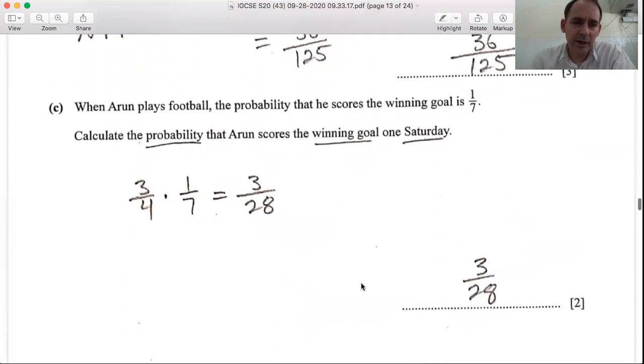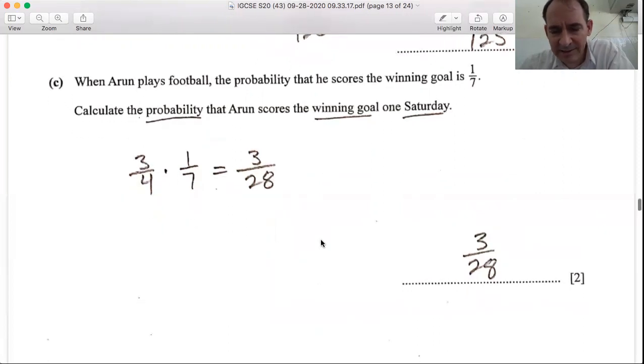Part C, when Arun plays football, the probability that he scores the winning goal is 1/7. Calculate the probability that Arun scores the winning goal on a particular Saturday. So first of all, in order to score a goal, Arun has to play. So that's 3/4 right there. And then multiplied by the probability that he scores the winning goal when he plays football. So that's going to be times 1/7. That gives us a total of a 3/28 chance that he would score a winning goal on any particular Saturday.